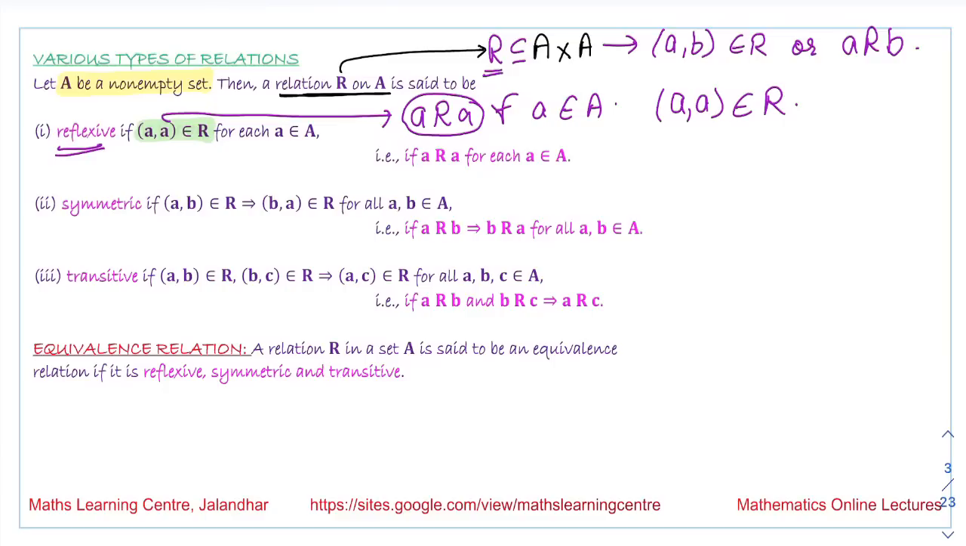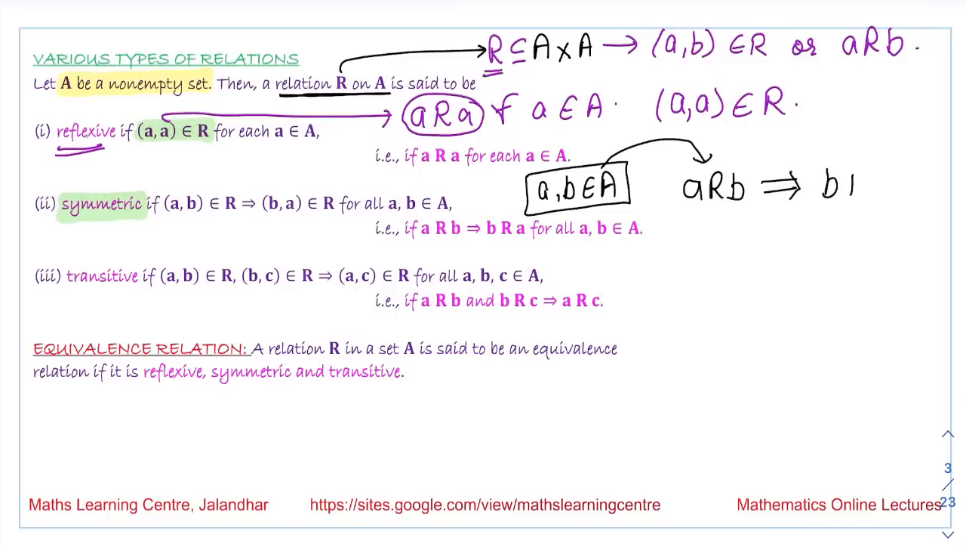The second definition we have is the symmetric relation. So we are saying a relation R is said to be symmetric if A is related to B. We are taking any two elements a, b that belong to A. We have chosen two elements a and b from A, and if A is related to B, then this implies that B is related to A. And if this holds for all a, b belongs to A, then we say that the relation is symmetric.